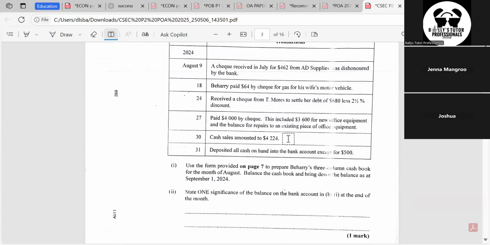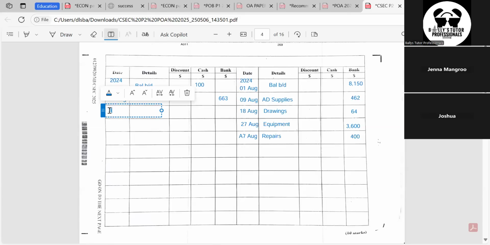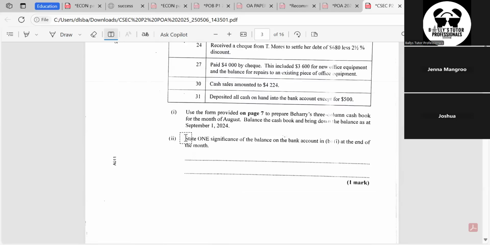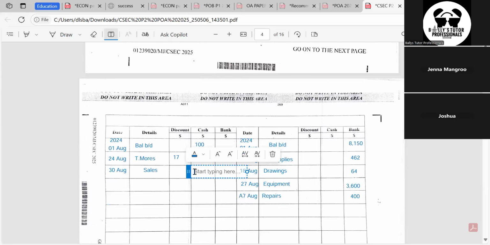Then we have cash sales amounted to 4,224. Are we getting money or spending money? Getting money, right? So it goes on the debit side. 30th. Details will be sales. And which column will it go under, cash or bank? Cash sales. Cash. 4,224.